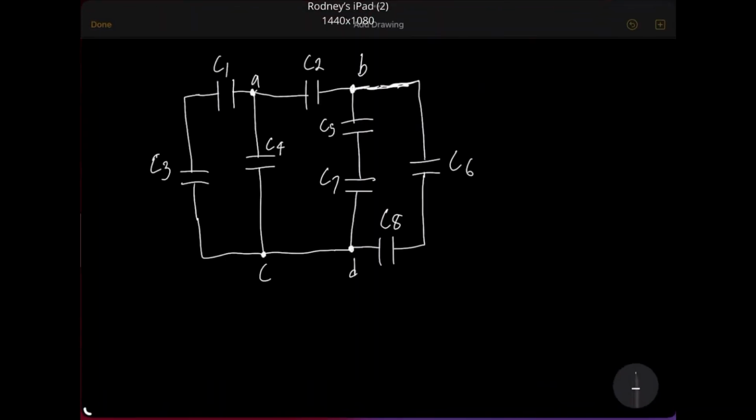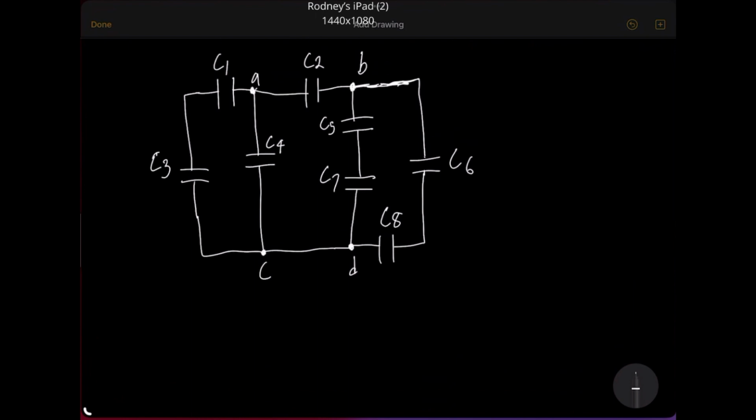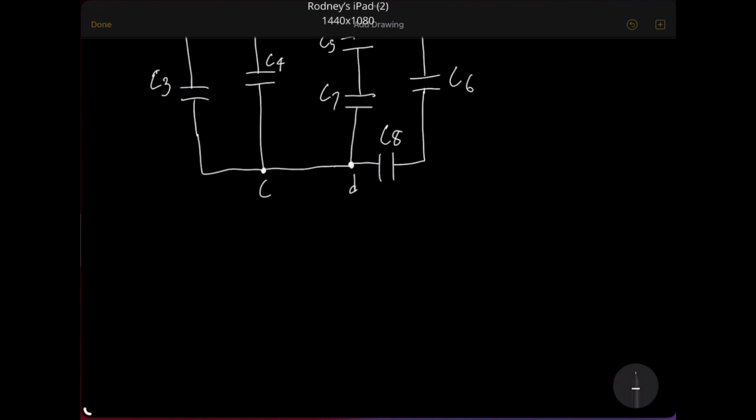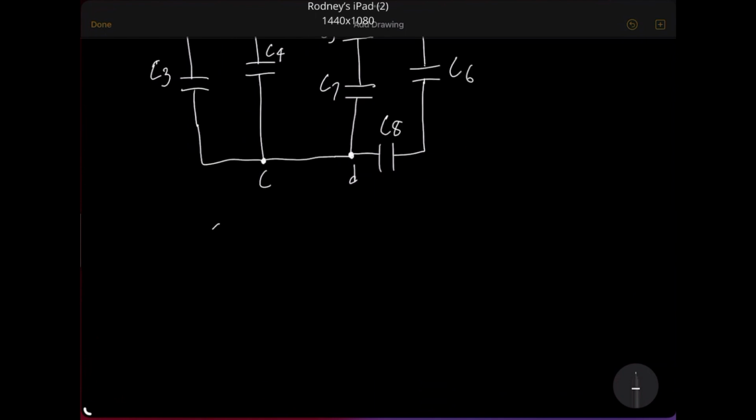Okay, so let's start doing this. Let's do A to C first. So, from what I see, C1 and C3 are in series.